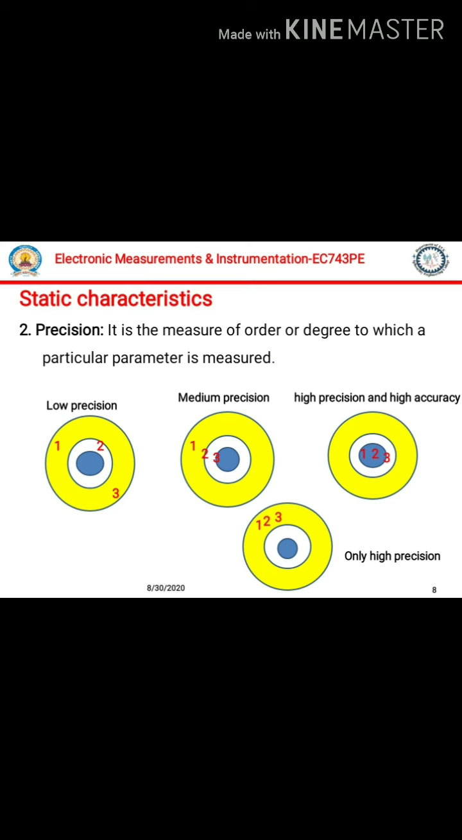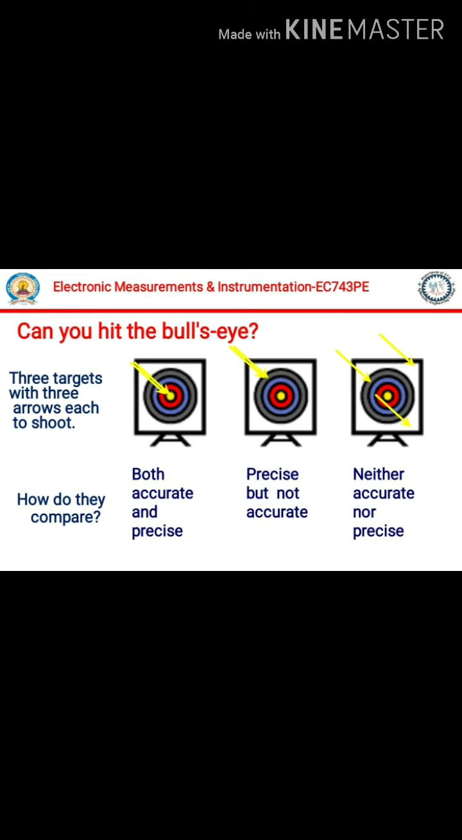Whereas if you take accuracy into consideration, look at the third one, where all three are close to the true value, the center of the circle. Whereas in the fourth one, the three attempts are close to each other but far from the center of the circle, that is, the true value. So the fourth one is highly precise but has low accuracy.